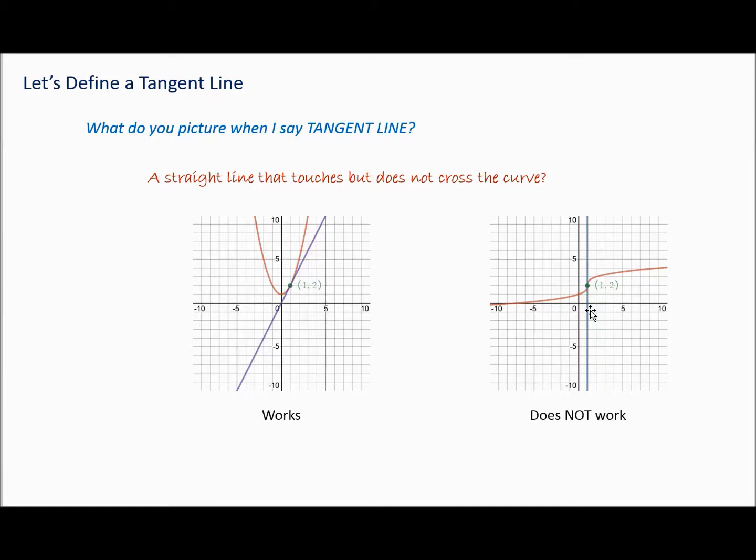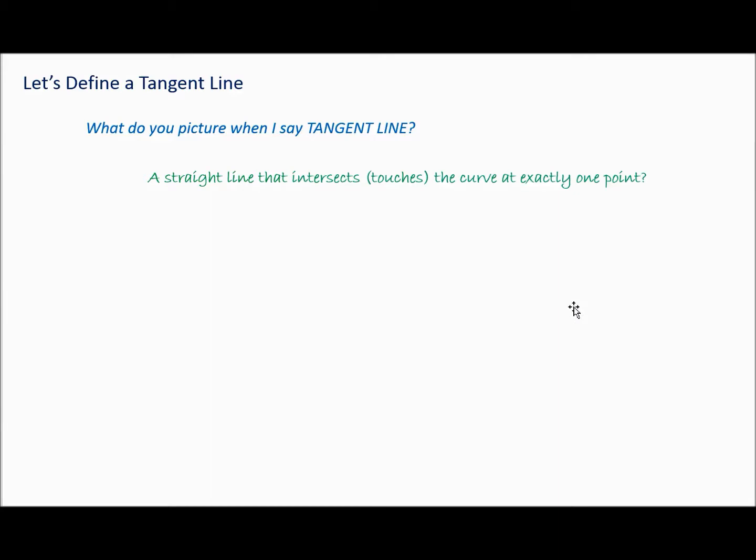Which means our definition of a straight line that touches but does not cross the curve doesn't exactly work, because there's this weird circumstance, and you might recognize this as a cubic graph. Where that weird little curve is, there is a tangent line, but it crosses over the curve. It's rare, but it does cross over the curve. So then we can do a different definition. What do you think about a straight line that intersects or touches the curve at exactly one point?